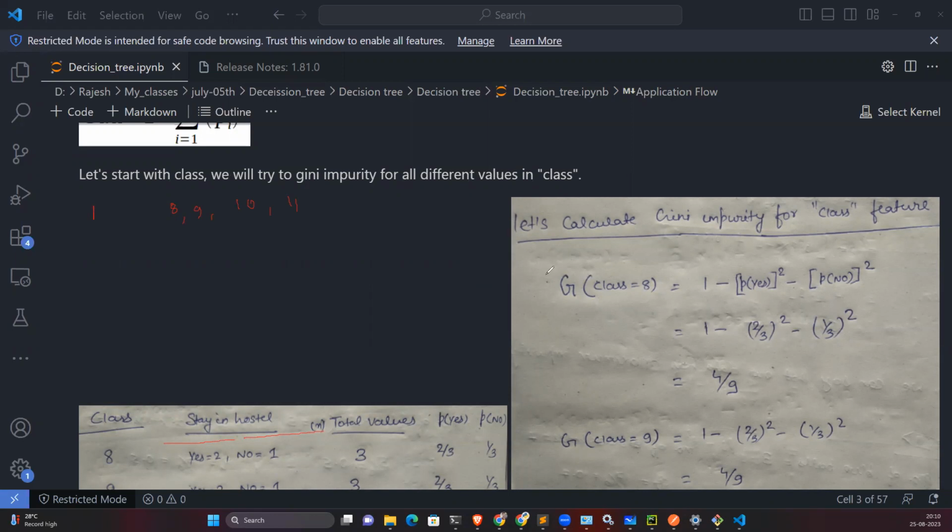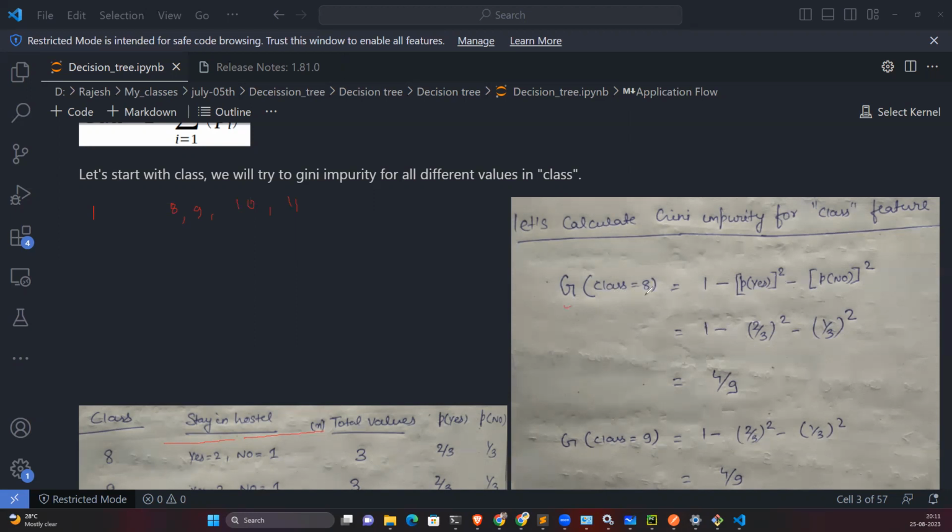Out of these, just select class 8. Forget about 9, 10, 11. Only in class 8, how many are staying in hostel and how many are not staying in hostel? I can see the third row is staying in hostel, the fourth row is not staying in hostel. First, select how many class 8 students there are. 3, I think, right? Total 3 are class 8. So out of 3, 2 are staying in hostel, which means 1 is not staying. Yes, and 1 no.